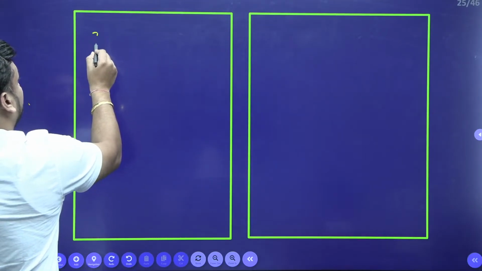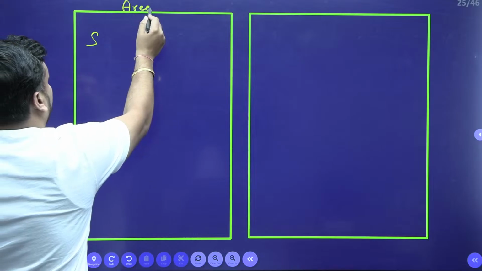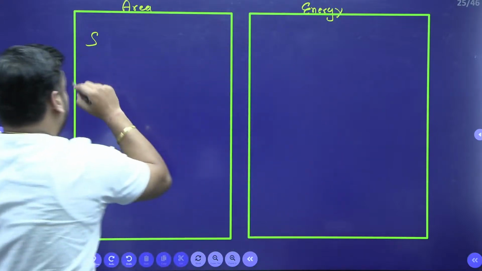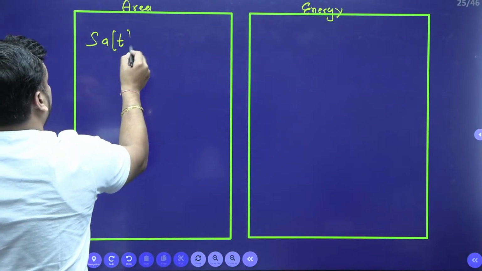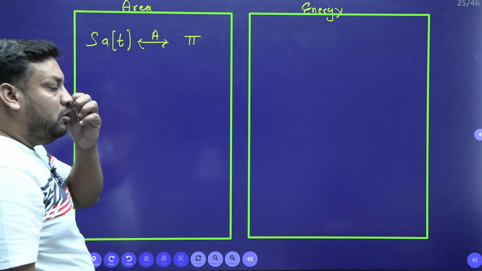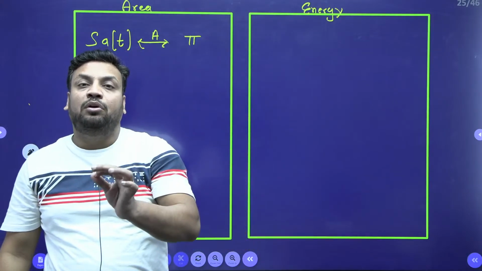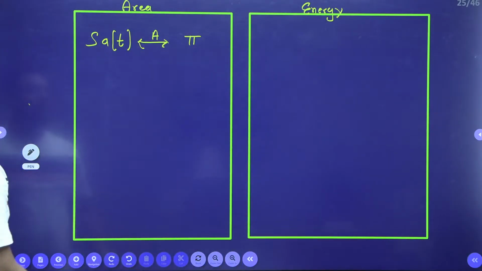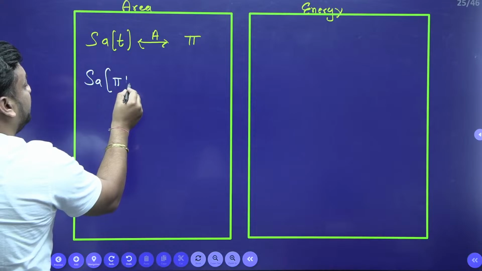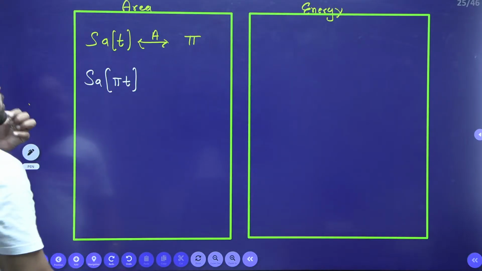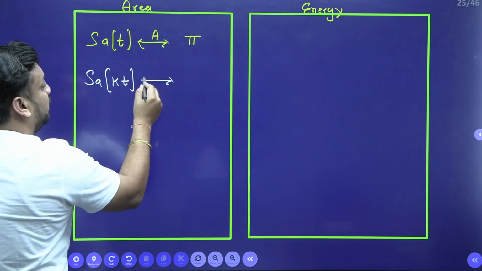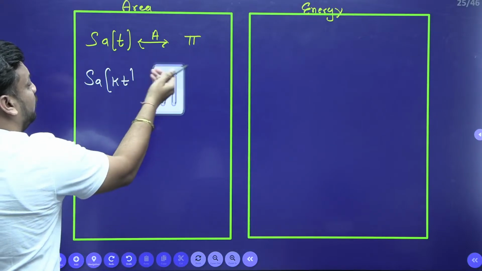So this table is dedicated for area, and this table is dedicated for energy. Tell me, what is the area of the sampling function of t? The area is nothing but pi. Area calculation depends on the scaling factor only. What is the area of sampling of pi t, or say sampling of kt? Take the scaling factor as k, a, or b.